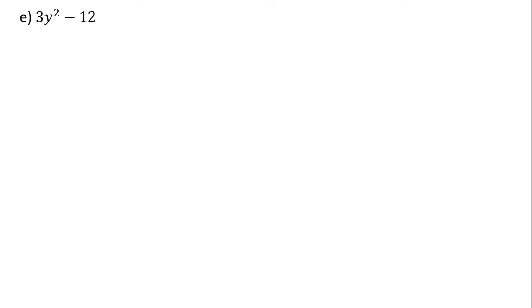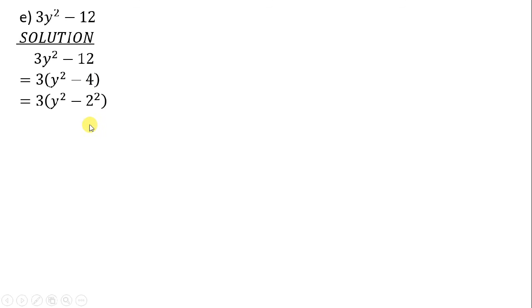Question E. Factorize completely. We have 3y squared minus 12. We have a common factor here, which is 3. We'll factorize it. We'll remove it. What are we going to remain with? y squared minus 4. 4 is a perfect square number. We express it in the form 2 to the power 2, or 2 squared. So we have 3, open your brackets, y squared minus 2 squared.